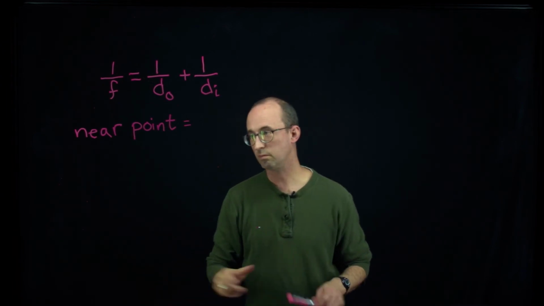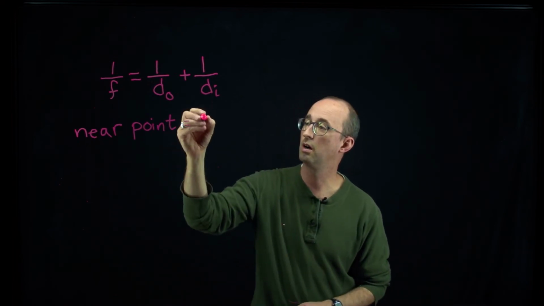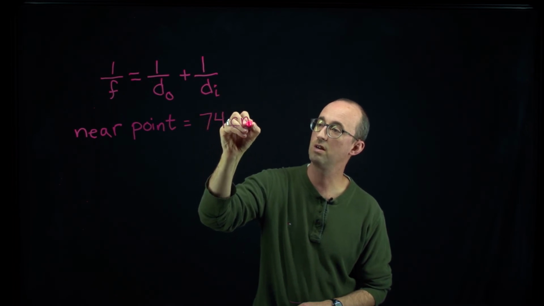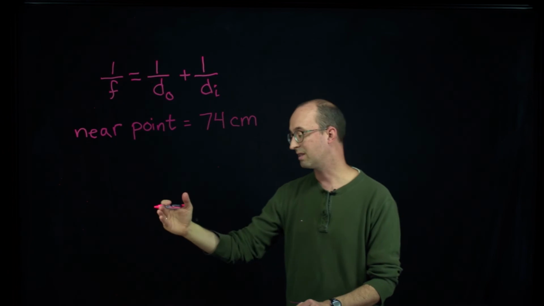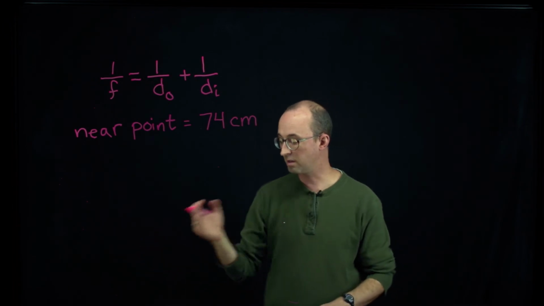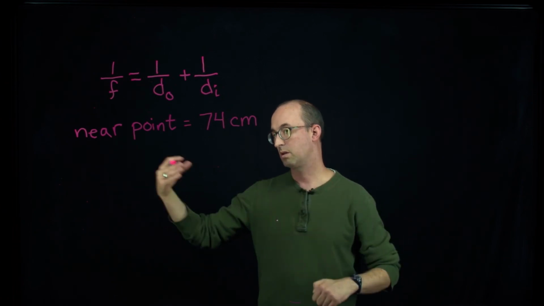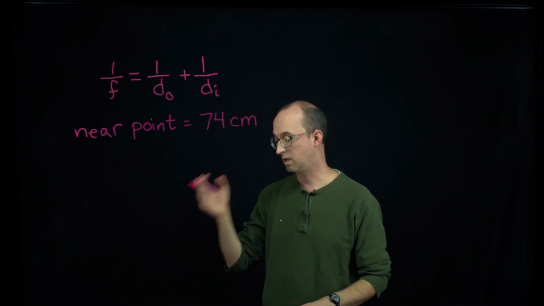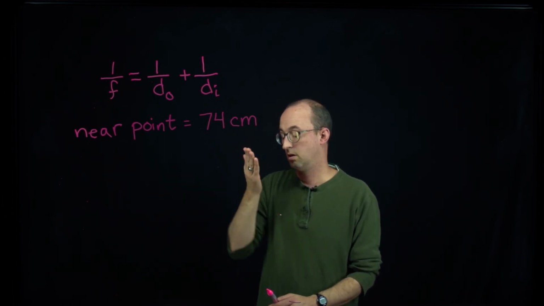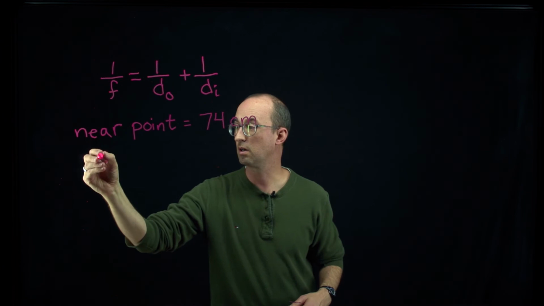So let's look at a situation where we've got somebody that's got a near point of 74 centimeters. That means anything closer than 74 centimeters is out of focus. Anything closer than 74 centimeters is blurry to them. And the purpose of the glass is going to be to take something as close as 10 centimeters and create a virtual image at 74 centimeters from the person's eye. That's the goal here.